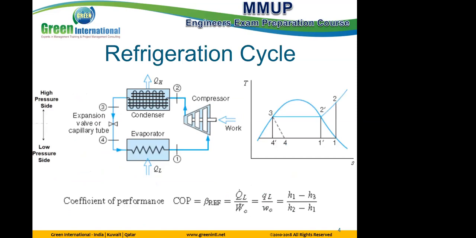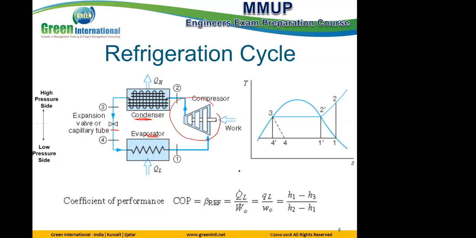The basic refrigeration cycle. What does it consist of? It consists of 4 elements, and these 4 elements are very important. What are these 4 elements? Compressor, then going to condenser, then expansion valve, then evaporator. Again, compressor, condenser, expansion valve, and evaporator.